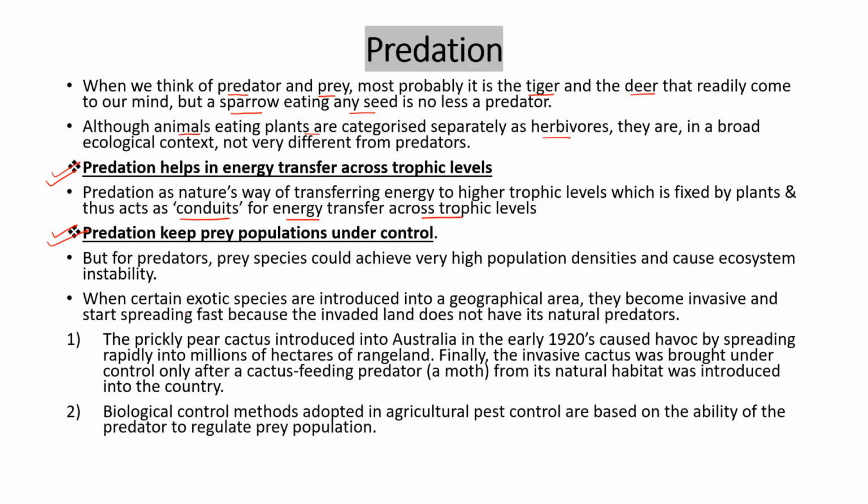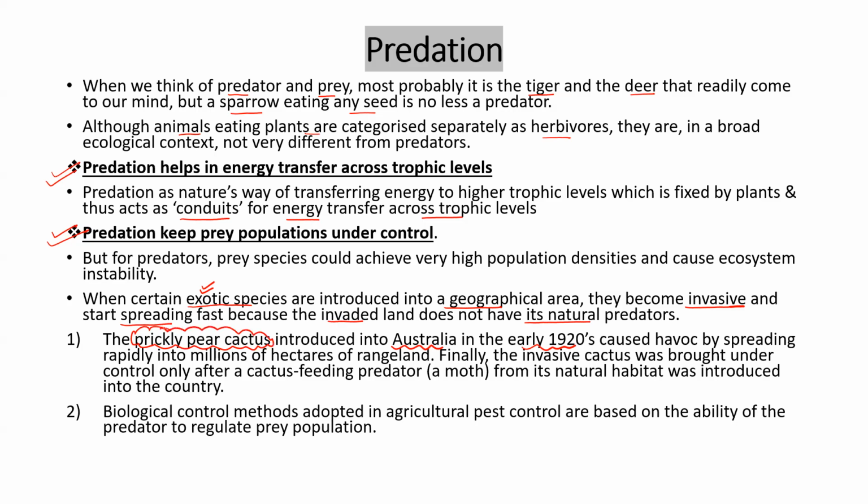If you see, for example, exotic species are those species which are not native to that area. Suppose they are introduced into a geographical area, then what happens? They will spread like anything and become uncontrollable. So we say they become invasive and spread fast, because the invaded land does not have their natural predator. An example is what happened in Australia in the early 1920s, when prickly pear cactus was introduced.